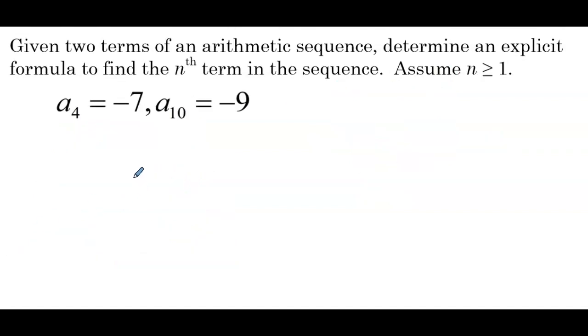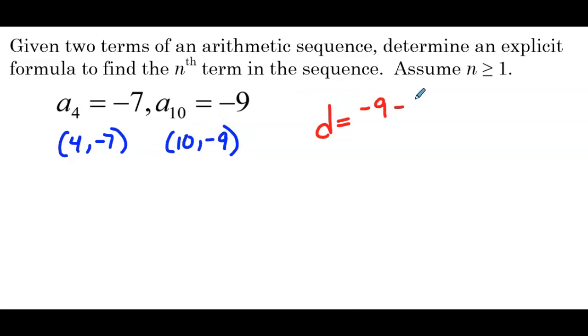Same directions, the two terms they've given us in this example are a sub 4 equals negative 7 and a sub 10 equals negative 9. So the fourth and the 10th term. So expressing them as points, we would have 4, negative 7 as well as 10, negative 9. So we want to find the common difference of this arithmetic sequence. So we find the slope between the points.